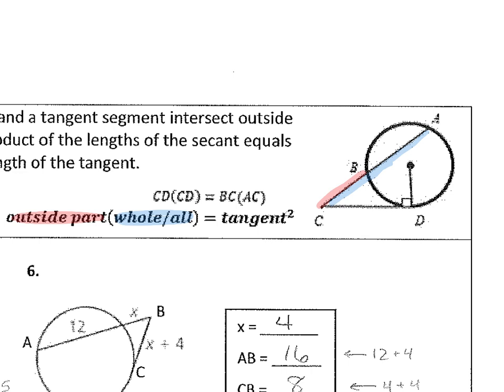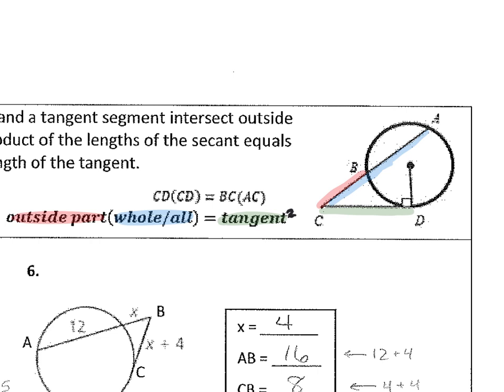But if you notice, the other line doesn't have an inside and an outside part. It's like entirely outside, right? When it's entirely outside, because it's a tangent line, you are just going to take this value and you're going to square it. Make sure you see that squared right there. You have to square the tangent. Okay, let's see what this looks like.